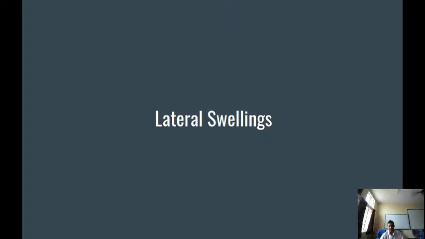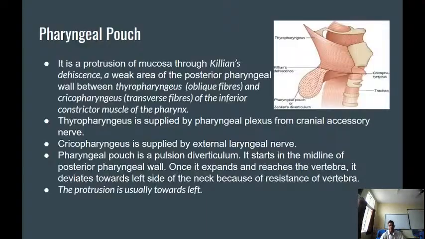lateral swellings. The important lateral masses or swellings are the pharyngeal pouch. I think last time we discussed that the pharynx has three muscles, the superior constrictor, the middle constrictor, and the inferior constrictor.